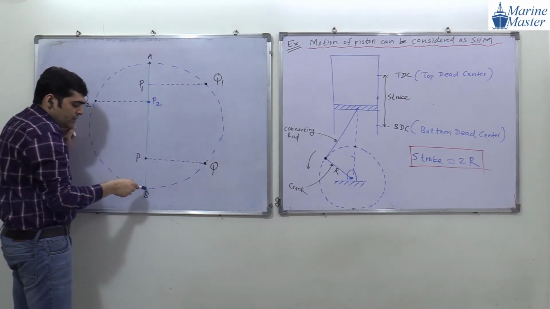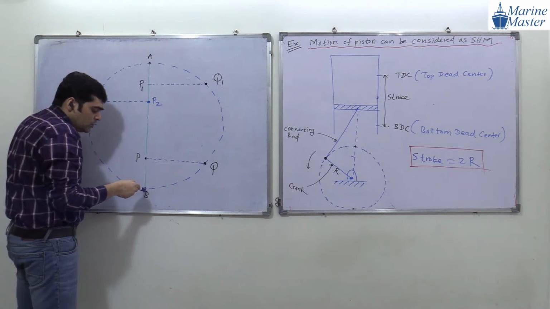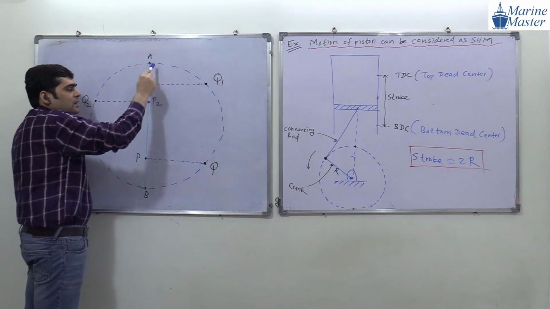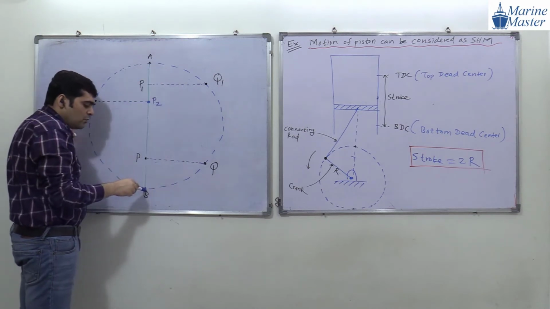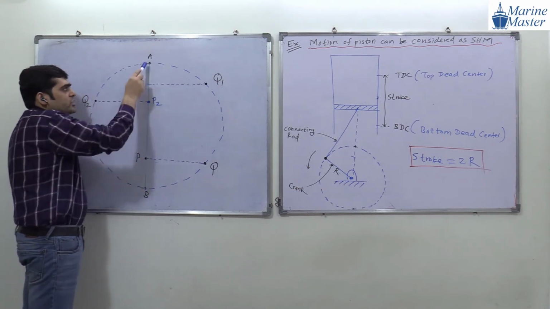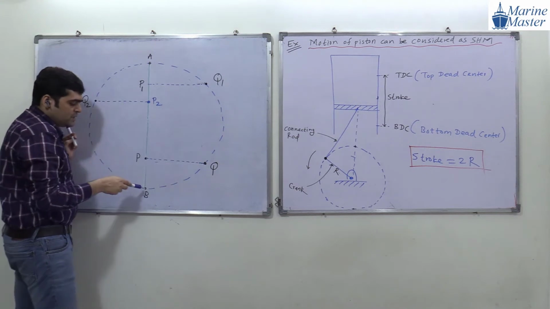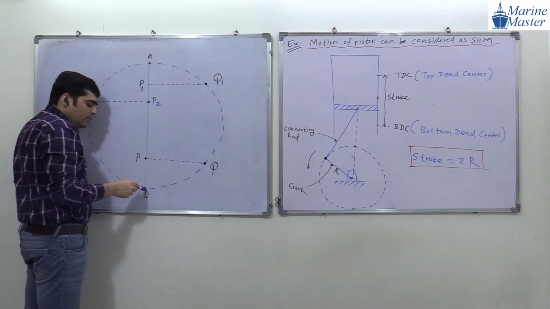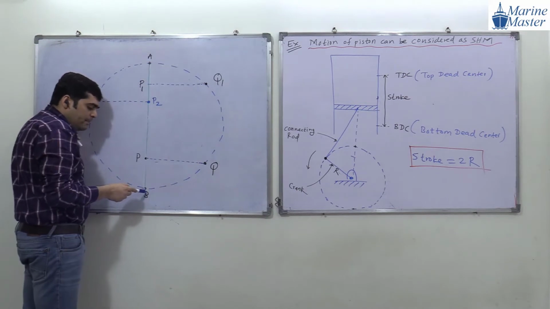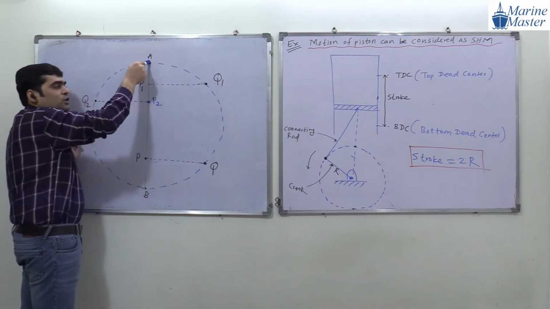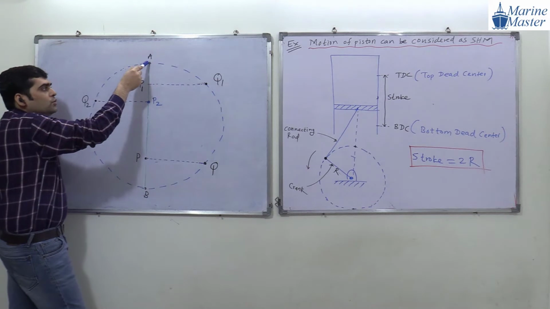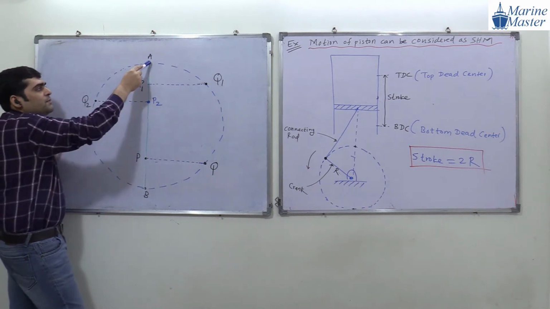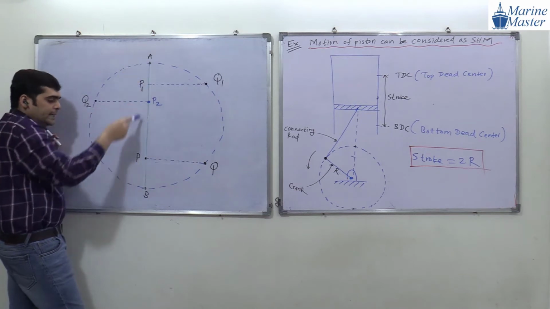Means when point Q follows this semicircle, the corresponding point P will go from this point to this point. Everyone getting my point? Means when point Q follows this semicircle, the corresponding point P will go from B to A on this linear motion. Now when point Q follows the other semicircle, then the corresponding point P goes from A to B.